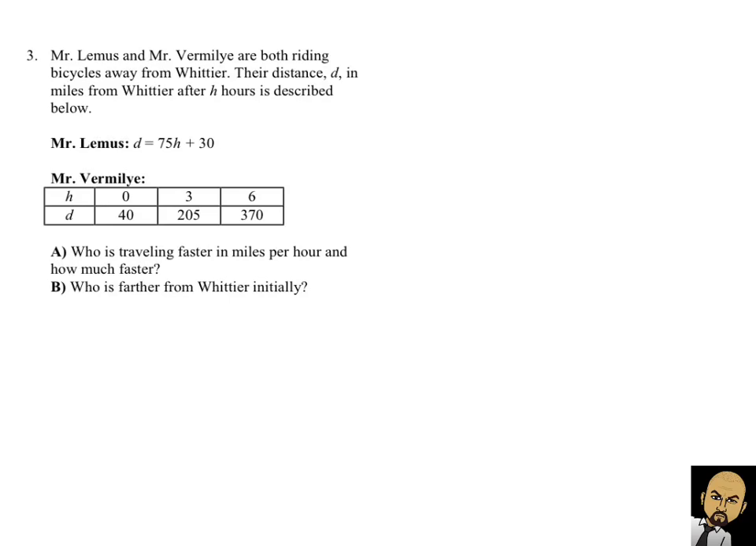Very similar to question number 2. We've got to figure out miles per hour, so that per hour is the unit rate. That's going to be the slope. So let's figure out the slope for Mr. Lemus. Well, that's easy, because in the equation in the form y equals mx plus b, m is your slope, and in this case 75 is your slope because it's next to the variable h. While we're at it, let's figure out b, the initial value. In this case, the initial value for Mr. Lemus is 30, which indicates he is 30 miles away from Whittier.